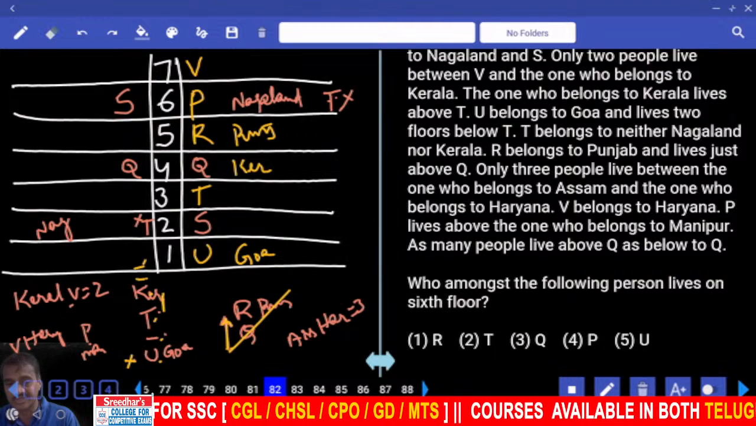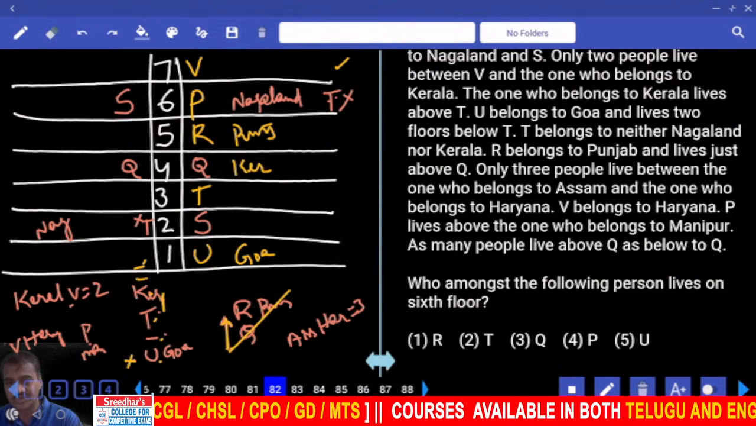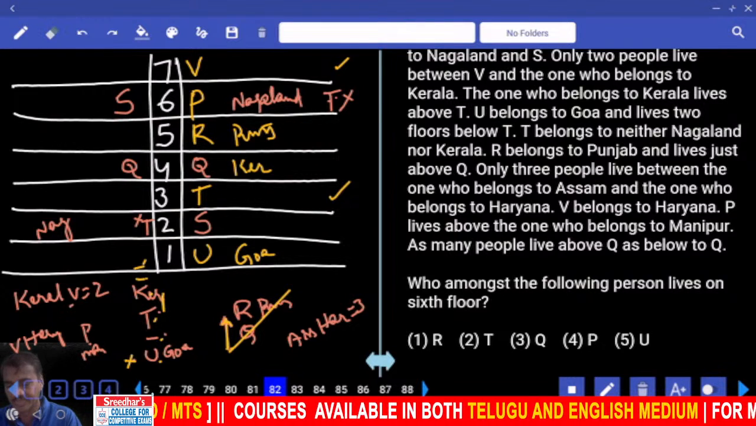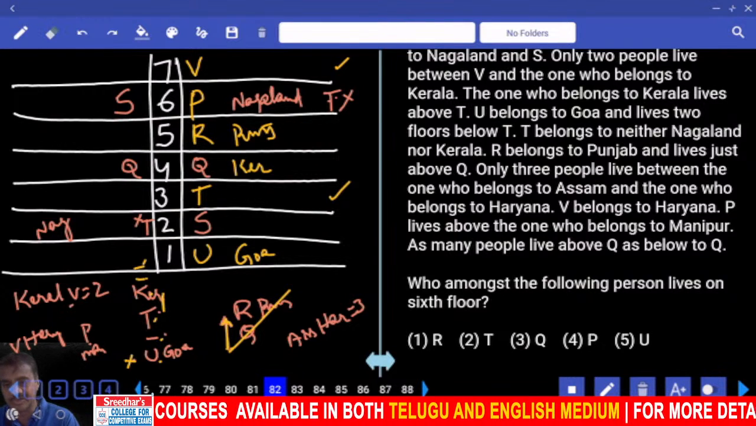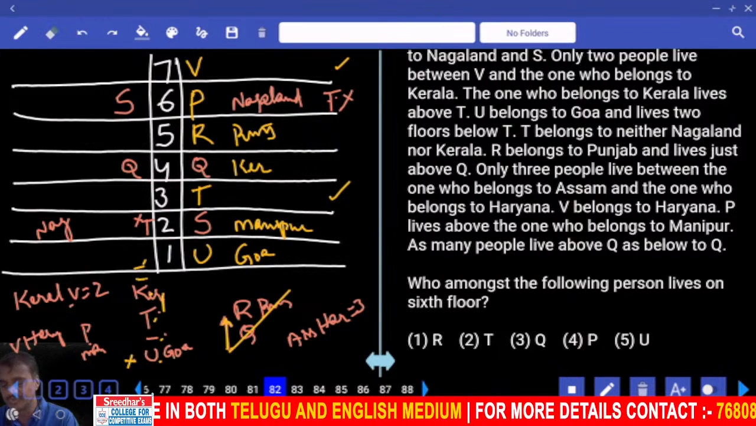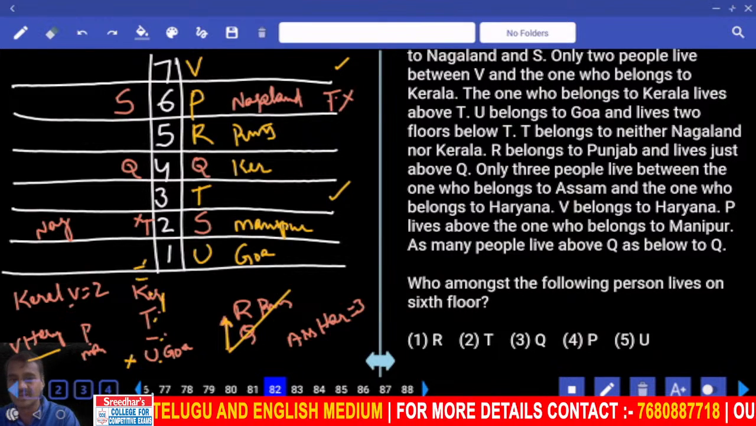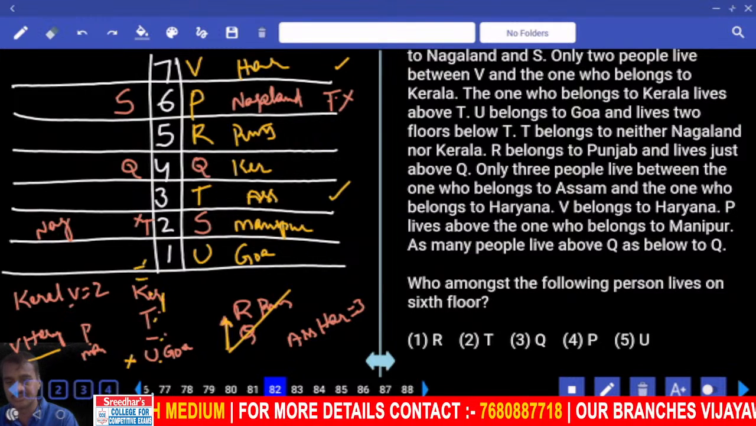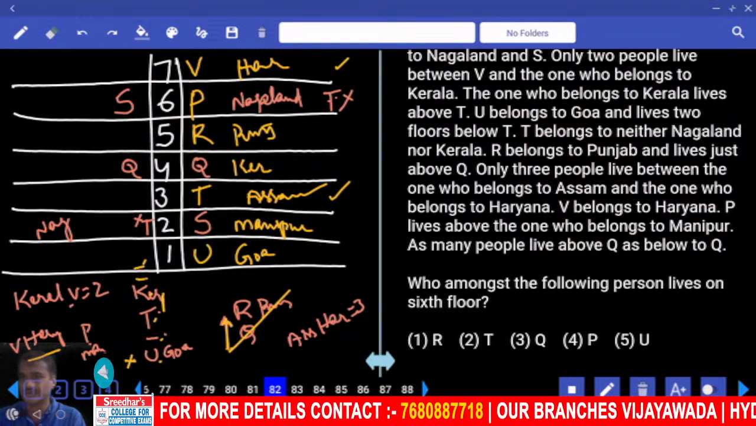Between Assam and Haryana there are exactly 3 people. So if Assam or Haryana is here, the other person must be here. The next one: P is above Manipur, so this person must be Manipur. V is from Haryana, and this is from Assam. This is the final arrangement. Done?